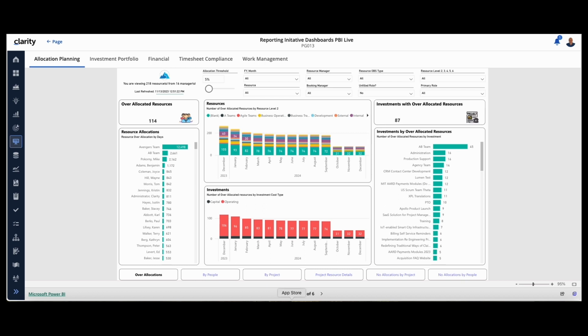And really, allocation/capacity, we're focusing on the fringe. As we look at this dashboard, we're going to see the fringes, meaning overallocations. In this case, we're at 115% overallocated in our organization because we don't have any filters on. We have 112 resources that are impacted and 87 investments that are impacted.